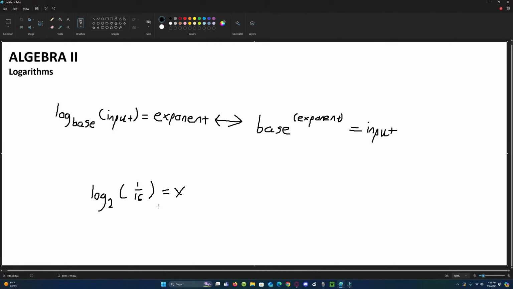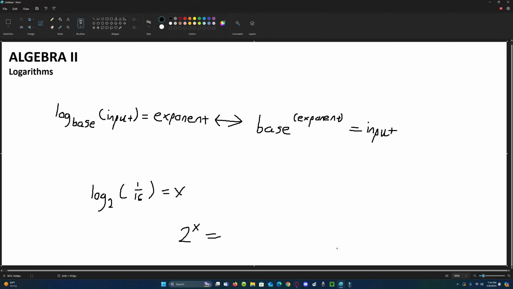So now that we know that, we can apply this logic. 2 to what power equals 1 over 16? 2 to the negative 4 power is equal to 1 over 16.